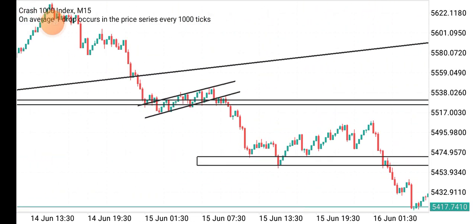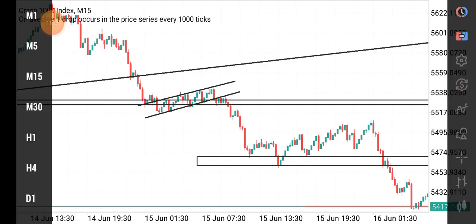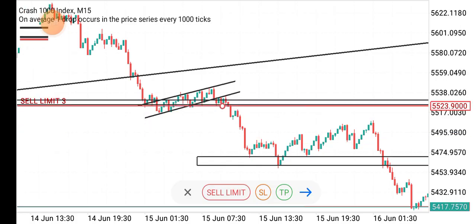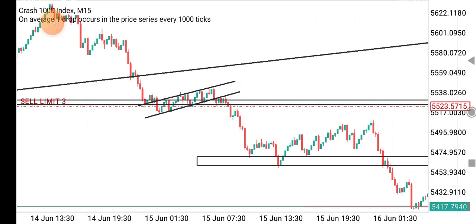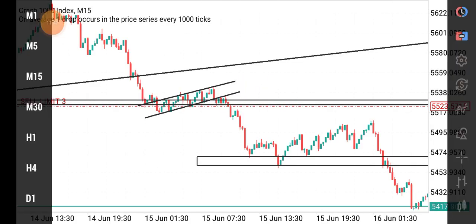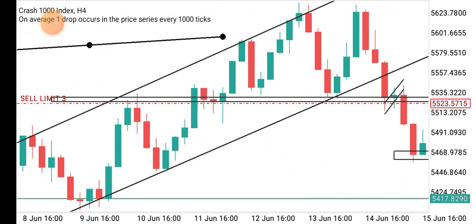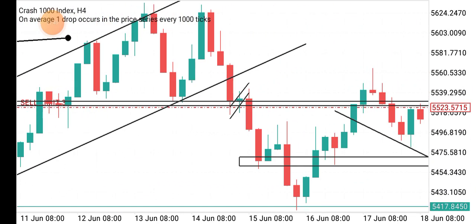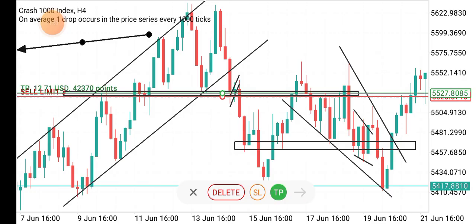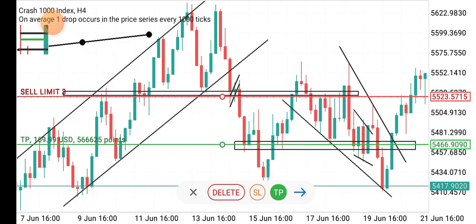All right, so on the 15 minutes time frame, let me do as if I want to set a sell limit so that we measure the profit. Let me place a sell limit. Then let's go to the 4 hourly time frame. Okay, good. On the 4 hourly time frame, it means we are entering the trade at this point. Then our take profit is going to be where? Our take profit at this point will give us about $173 in profit.